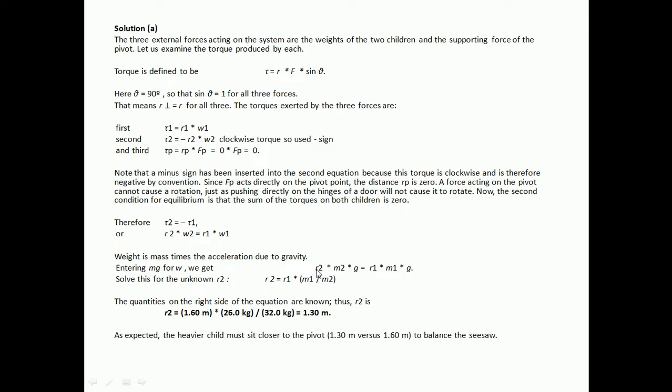So R2 is equal to R1 times mass 1 divided by M2. This will be our final equation to find the distance from the pivot to the girl who is sitting. We put in the values, all of which are known to us. The distance of the first child from the pivot is 1.6 meter. The mass of the first child is 26 kg, and the mass of the second child is 32 kg. When we divide, we get the value of 1.3 meter. So 1.3 meter is the distance.